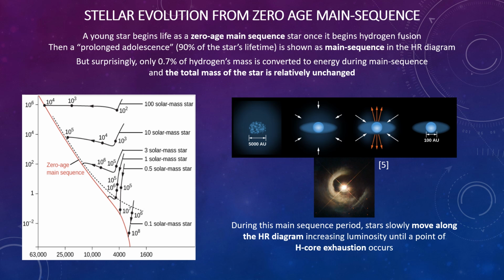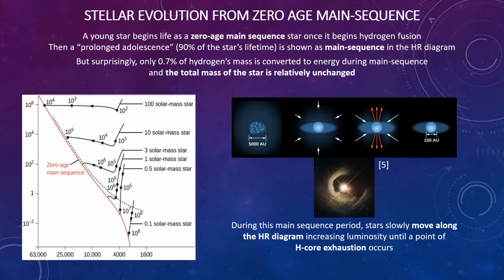A young star begins its life as a zero age main sequence star once it begins that hydrogen fusion into helium in its core. This is what we call a prolonged adolescence because it spends 90% of its life doing exactly that, fusing hydrogen into helium in its core on the main sequence. And so we say that it's zero age because it hasn't fused any hydrogen yet into helium. It's just reached those conditions.